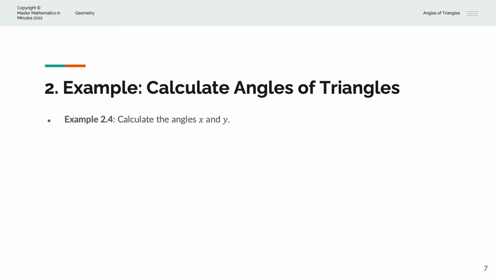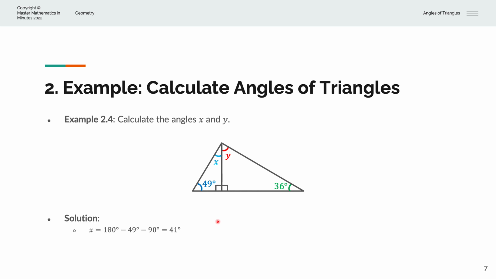In the fourth example, we're asked to calculate the angles X and Y. So we're given two triangles, one on the left and one on the right. And both are right-angled triangles, or right triangles, with 90 degrees. So, to solve for X, we have X is equal to 180 degrees. Again, there's the total angle of a triangle, minus 49 degrees, which is that 49, and minus that 90 degrees, which is this 90 degree angle here. And that gives us X is equal to 41 degrees.